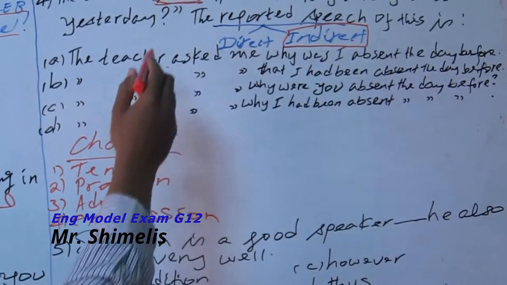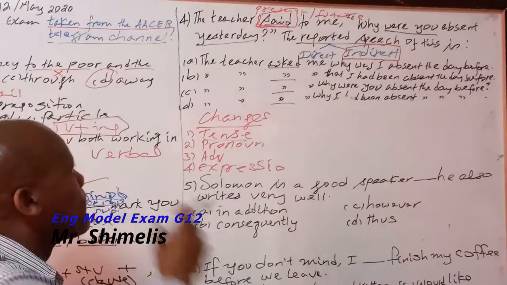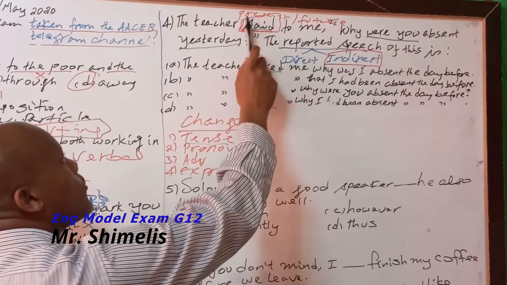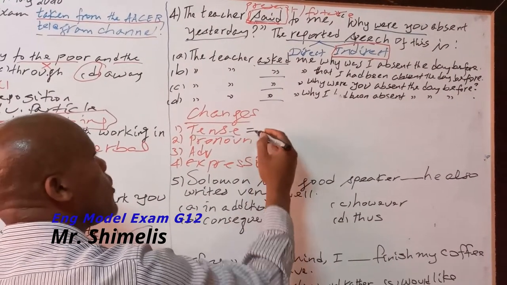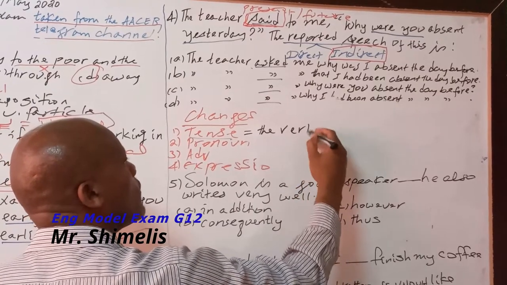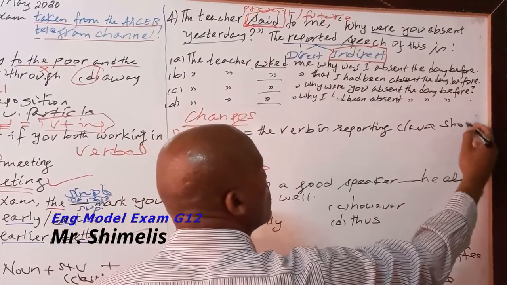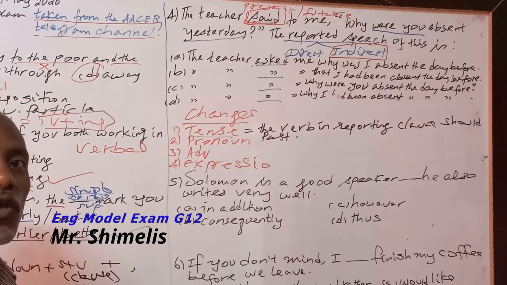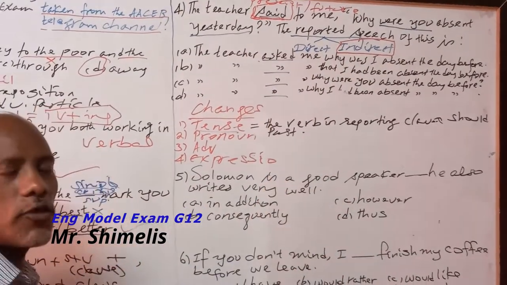If the verb in the reporting clause is stated in past. In order to apply a tense change, we have to see the verb in the reporting clause. If the verb in the reporting clause is present tense or future tense, we don't apply a tense change. So to apply a tense change, the verb in the reporting clause should be in past tense. So we don't apply a tense change all the time. Otherwise, we don't apply a tense change.